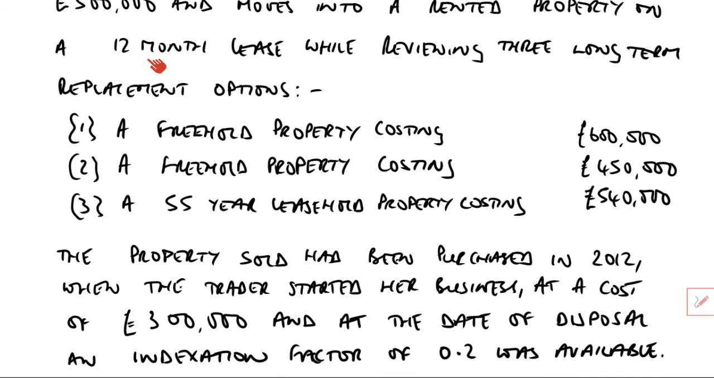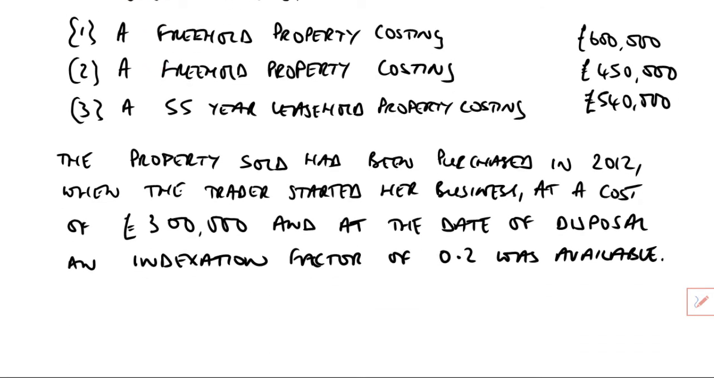Right. To be able to deal with that, we need to know, of course, what is the capital gain. Now, we know what the property is sold for. It's £500,000. The property, we're told, had been purchased back in 2012 when the trader started its business there, it's a company, at a cost of £300,000. And at the date of disposal, an indexation factor of 0.2 was available.